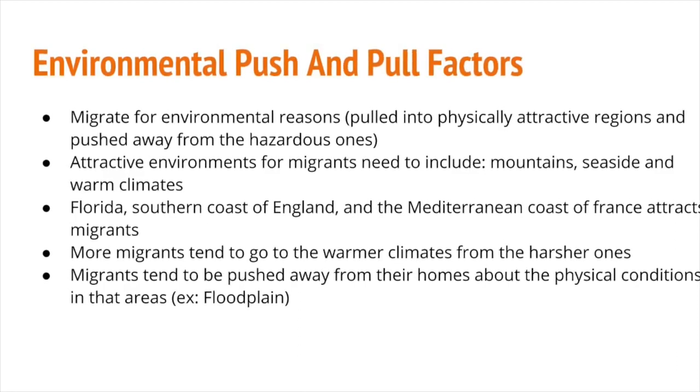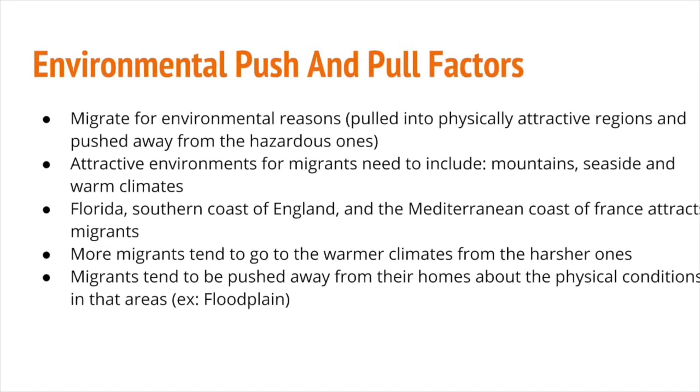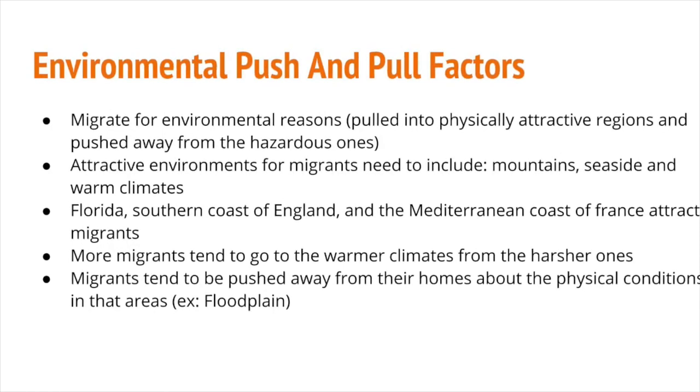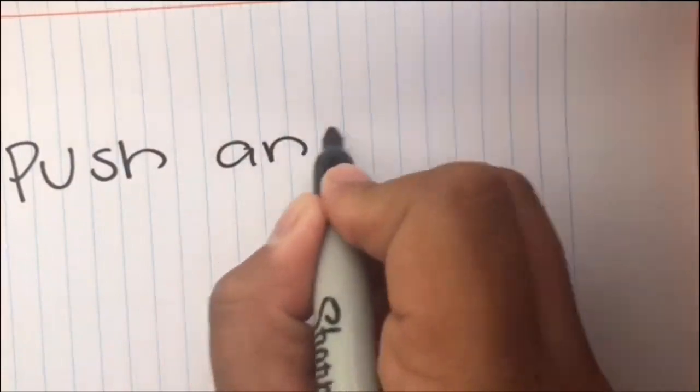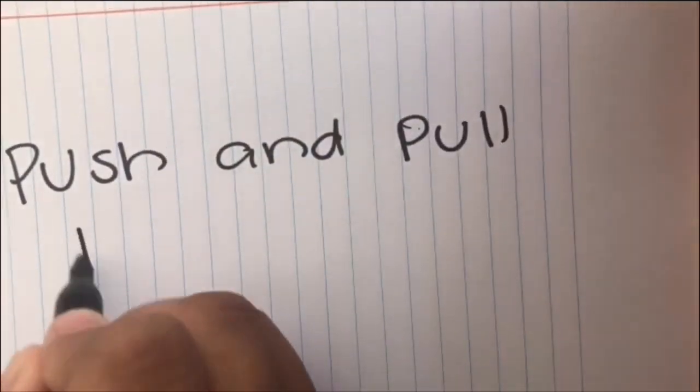Migrants start to leave when they start to notice environmental factors like a floodplain, which is an area of low-lying ground adjacent to a river. People migrate for two reasons, which are pull and push factors.